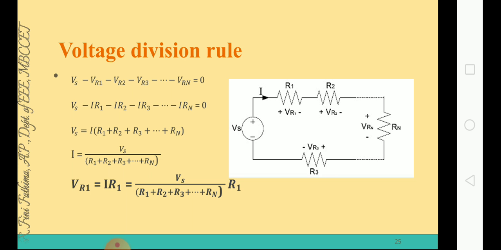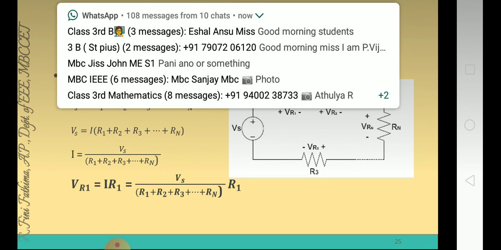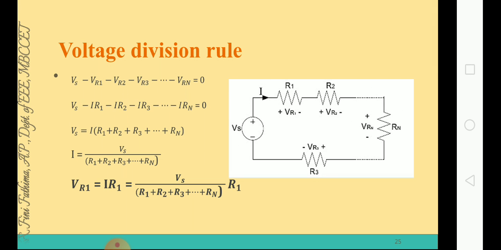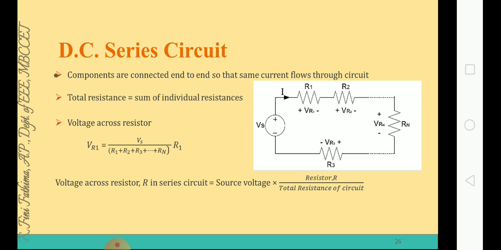Or if we have to find out the voltage drop across resistor Rn, then VRn is equal to source voltage Vs into Rn divided by R1 plus R2 plus R3 plus etc. Rn. So can you say what is the voltage drop across the resistor R3? VR3 will be equal to voltage source Vs into R3 divided by R1 plus R2 plus R3 plus etc. Rn.